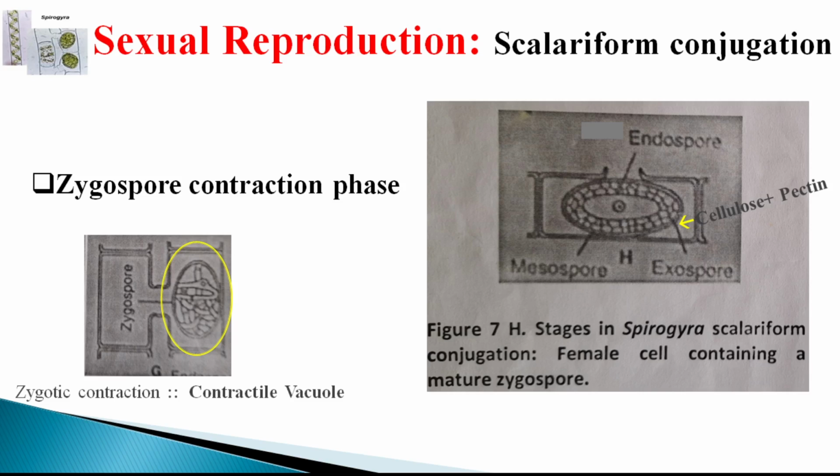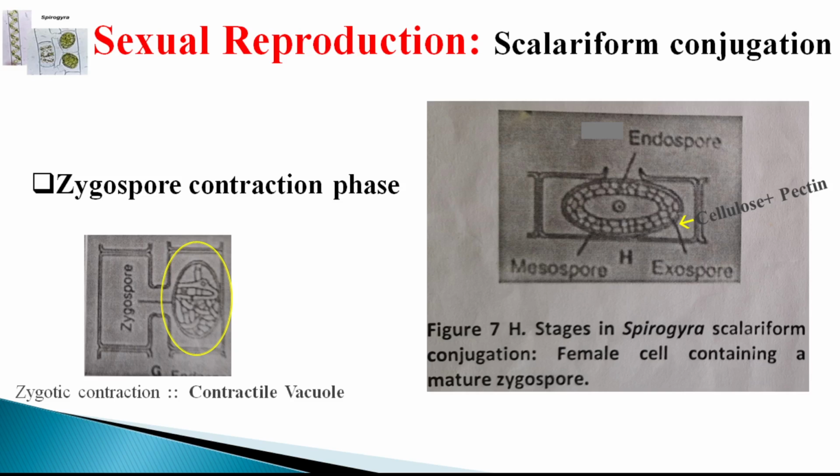Please remember the overall coloration is due to all three strata of the zygospore. But when we talk about the individual layers of this wall, the outermost one is called the exosporium, and it is a colorless layer of the zygospore wall. Chemically it is composed of cellulose, along with a pectin compound also.